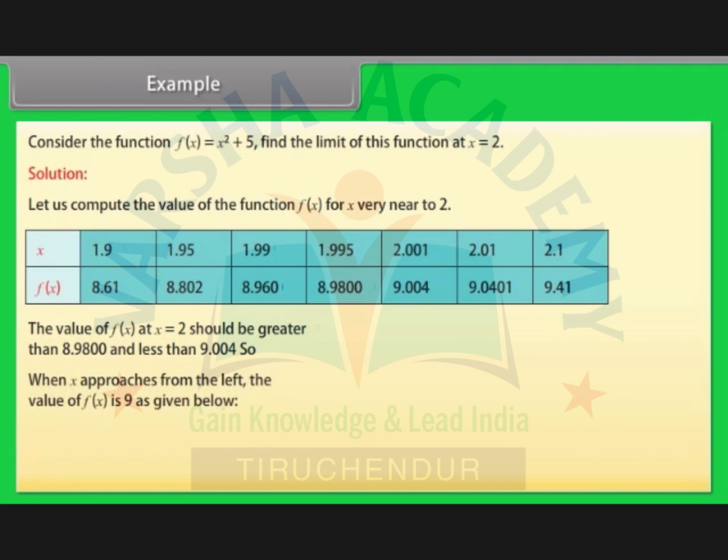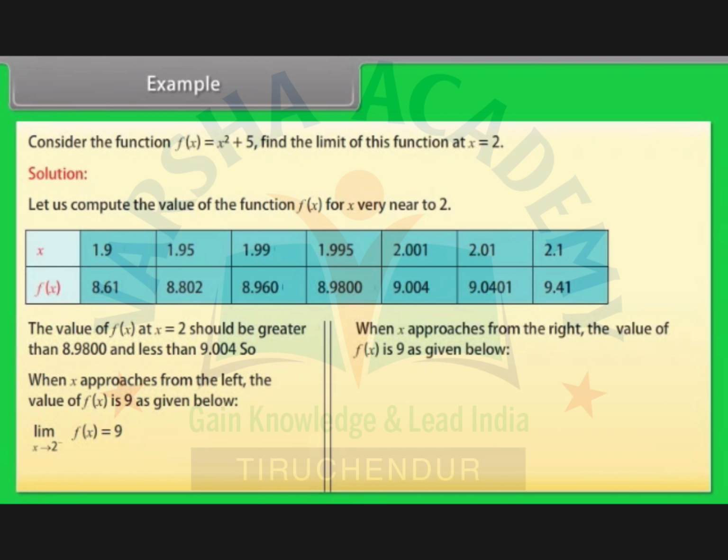So, when x approaches from the left, the value of f(x) is 9 as given below. Limit x tends to 2 minus of f(x) is 9. When x approaches from the right, the value of f(x) is 9 as given below. Limit x tends to 2 plus of f(x) is 9. It is also computed that at x is equal to 2, the value of f(x) is equal to 9. Limit x tends to 2 of f(x) is 9.